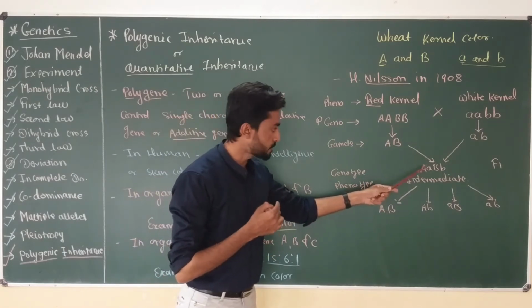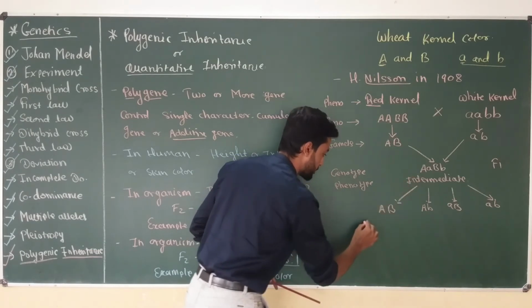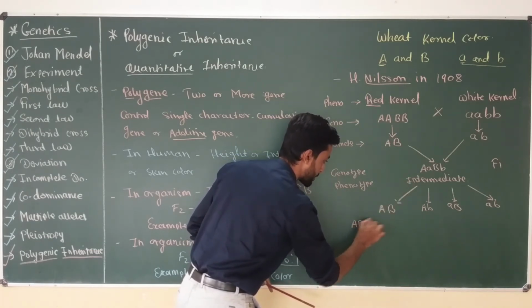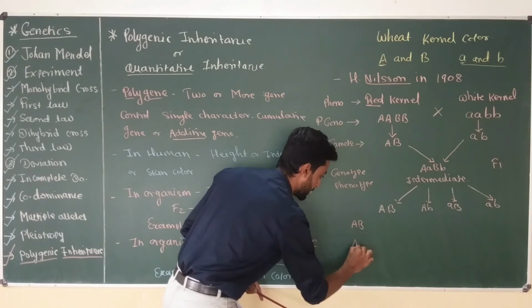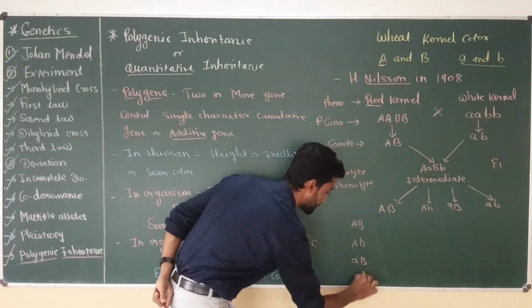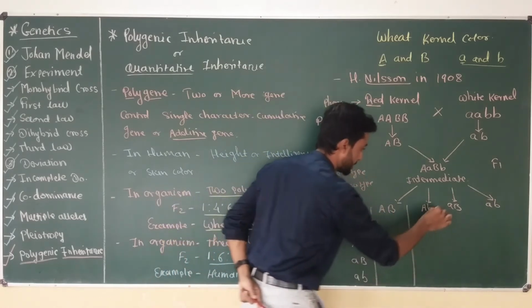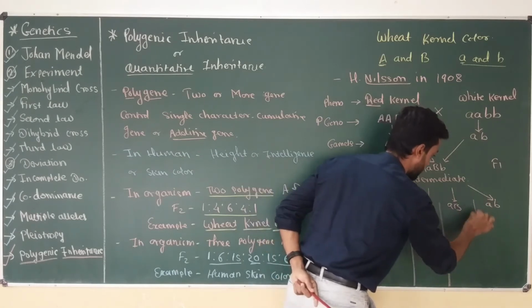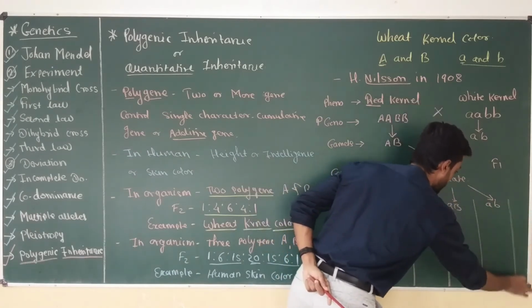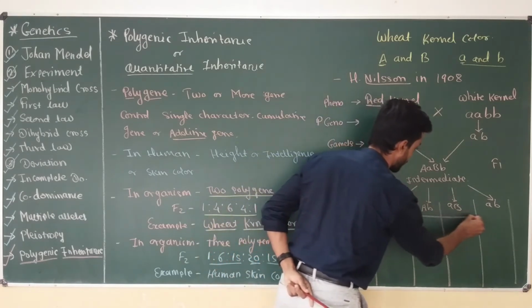Now if we cross this plant with another same plant, then that plant will produce the same gametes, that is capital A capital B, capital A small b, small a capital B, and small a small b. And if we make a Punnett square, we can easily find all the possible genotypes and all the possible phenotypes. Okay, so I am making the Punnett square for the F2 generation.